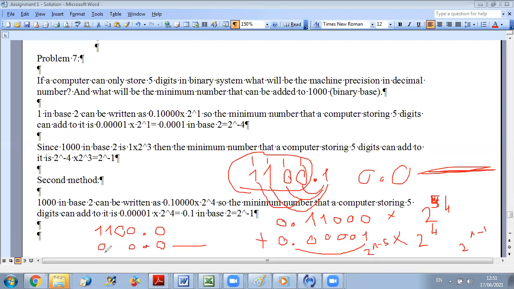Something okay, the computer will not read the rest here; it will consider that I have 0 plus 0 equals 0, okay, and it will read the number as it is. So it will not be able to add a number if it's smaller than 0.1. Whereas if I take 0.1, it can read the addition because 0 plus 1 is 1, so it can add 0.1 to 1100.